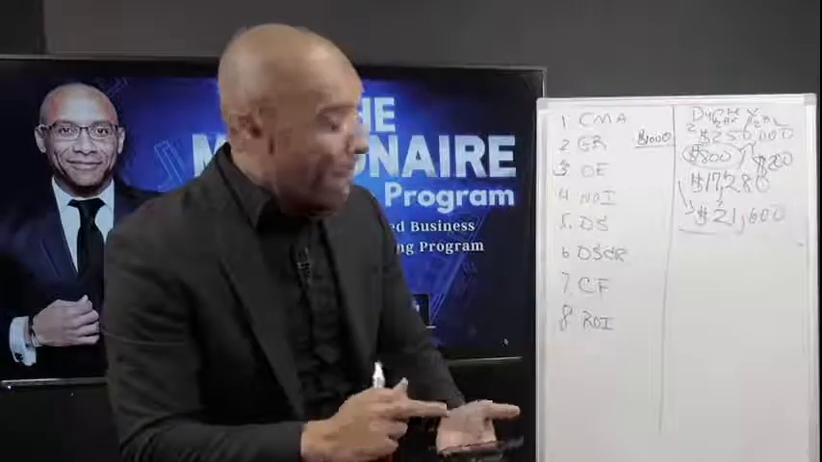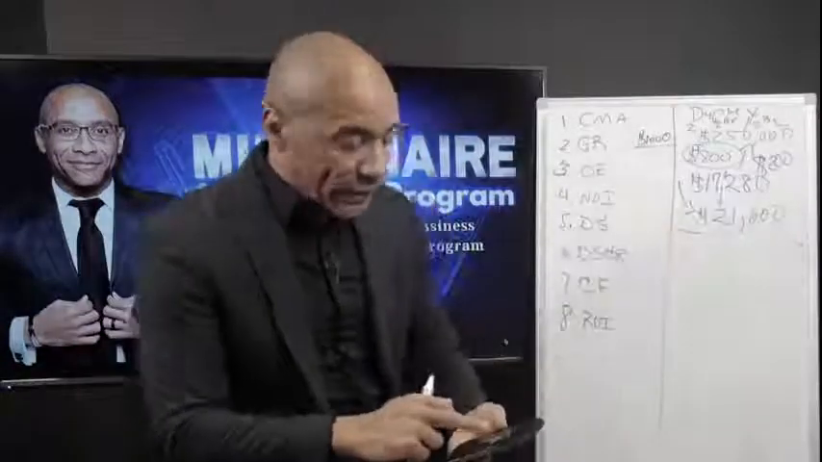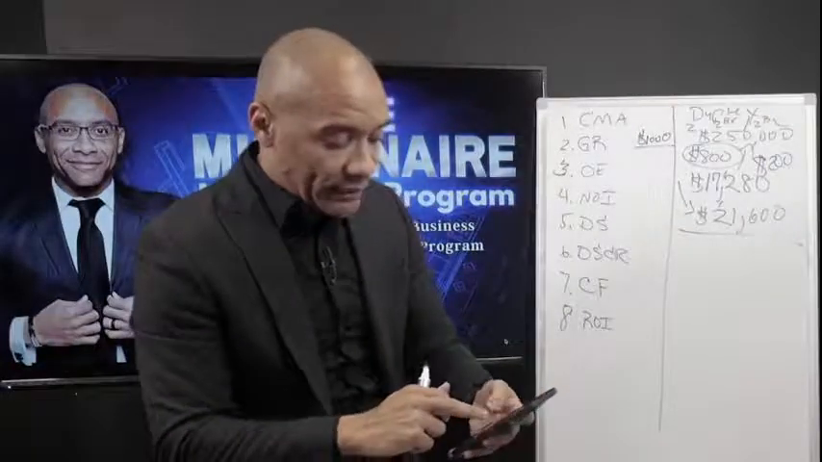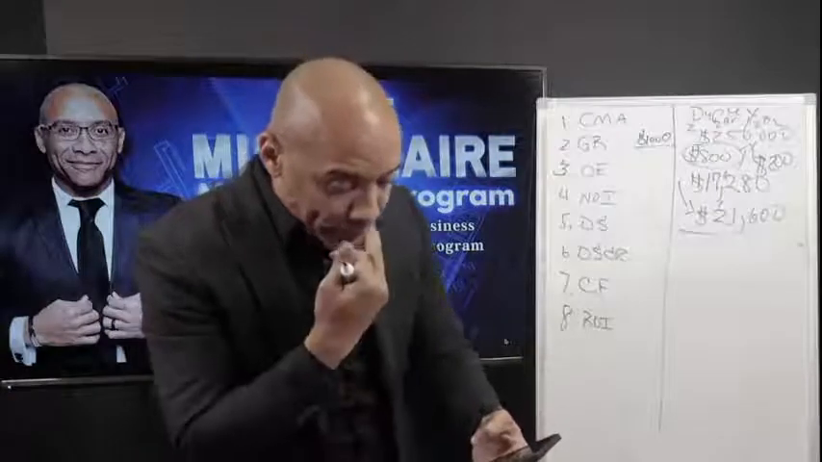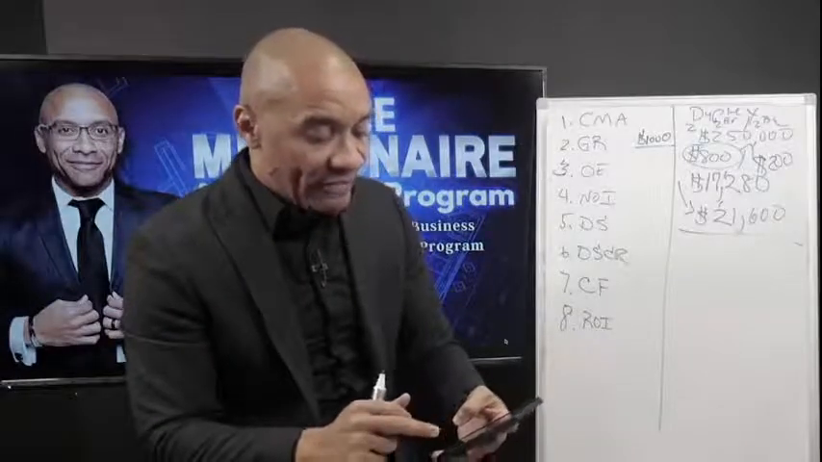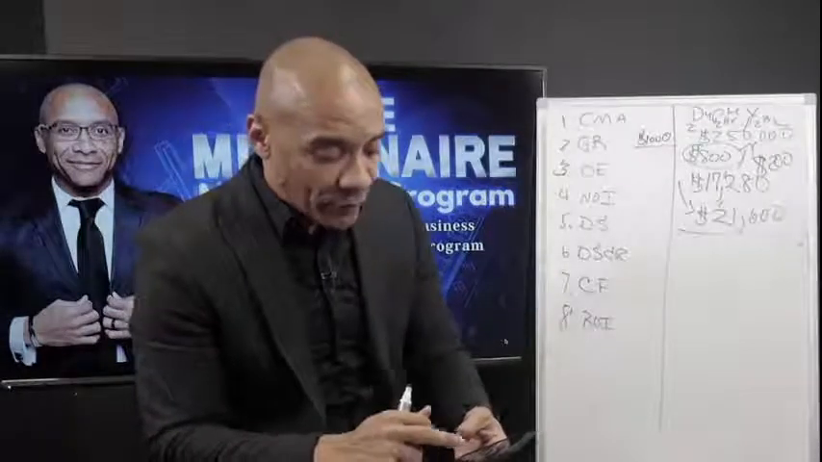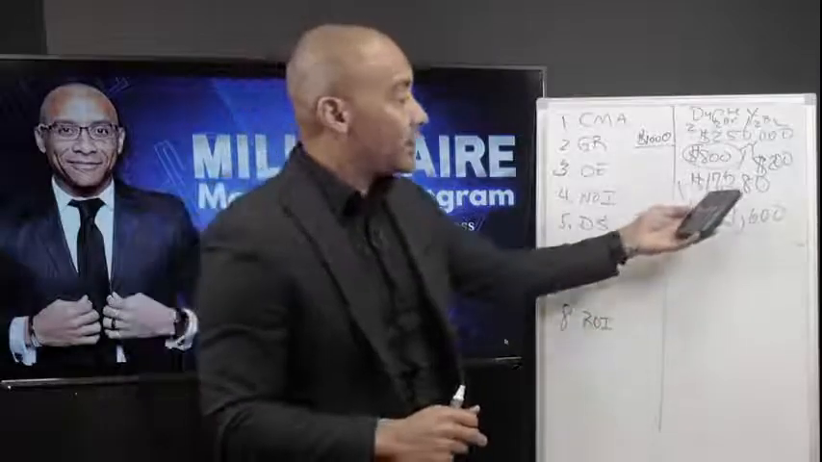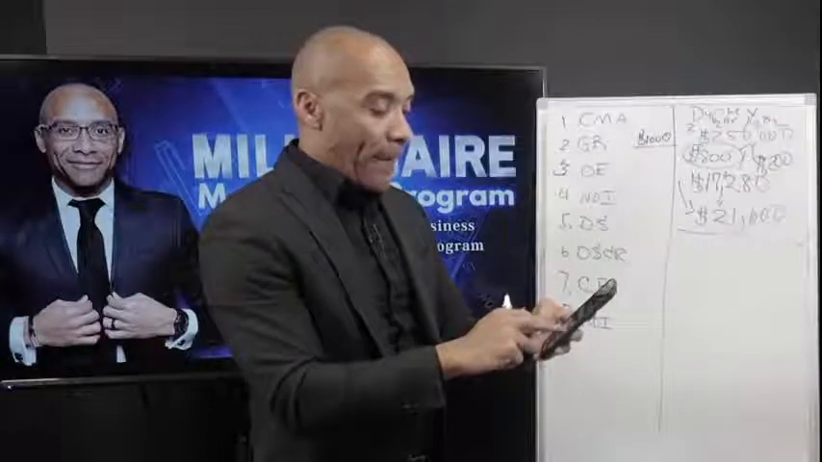You're going to take the gross rents of $17,280, and you're going to multiply that by 30%, and that's going to be $5,184. Or you can take the $17,280 and you can minus 30%.